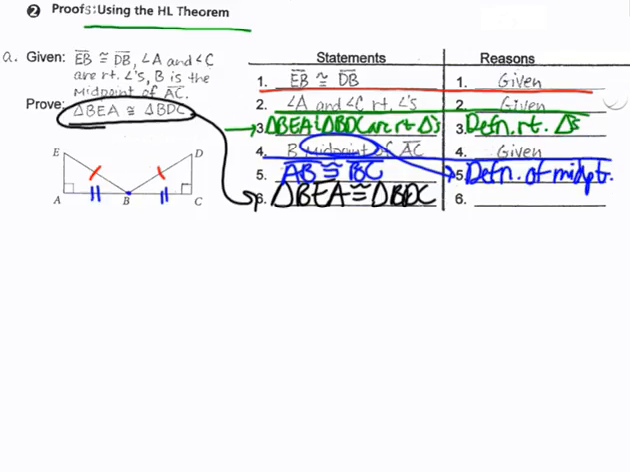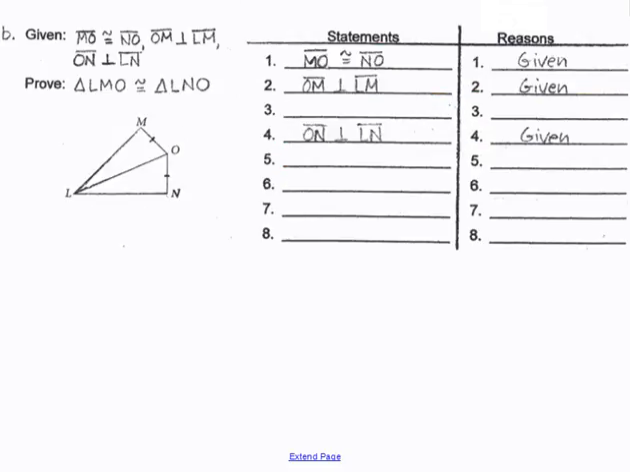Okay. So now that I have these as right triangles, I can say the triangles are congruent by HL. So the difference compared to the other ones is this step 3. You need the right triangles instead of another congruent part. So let's try another one.